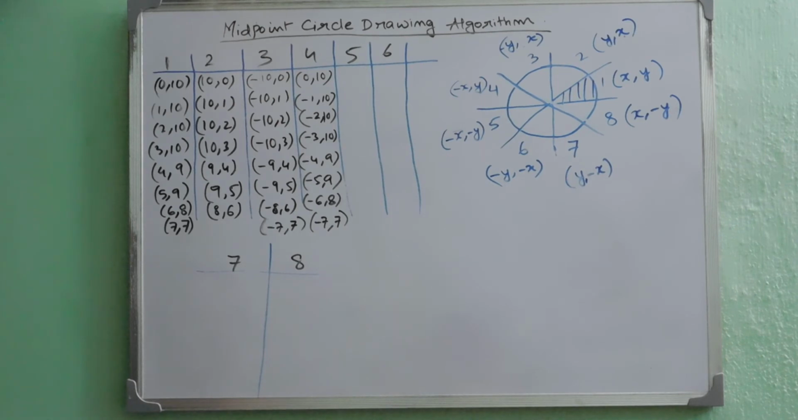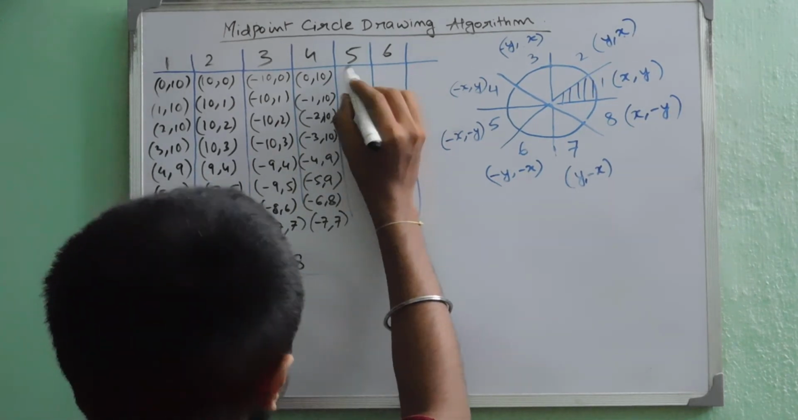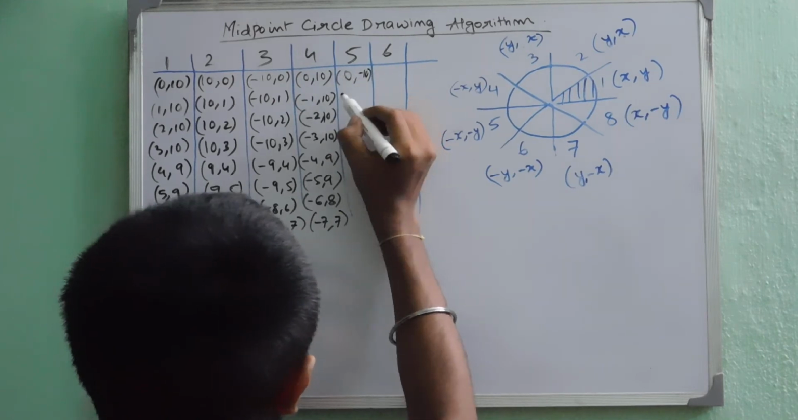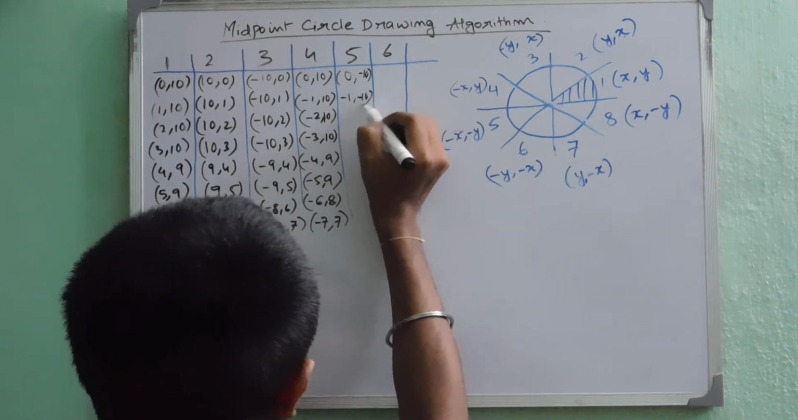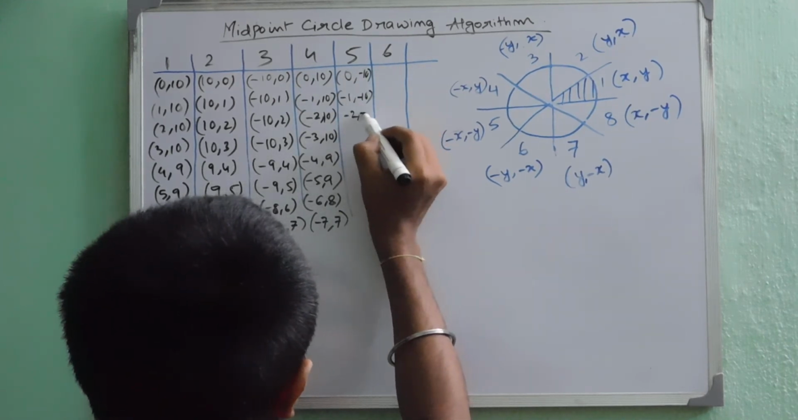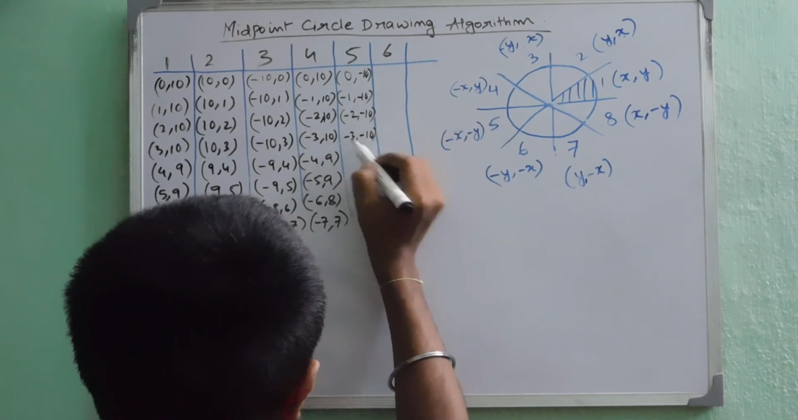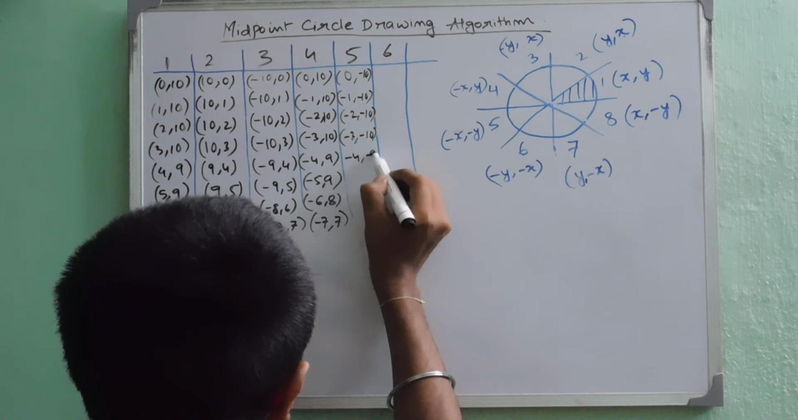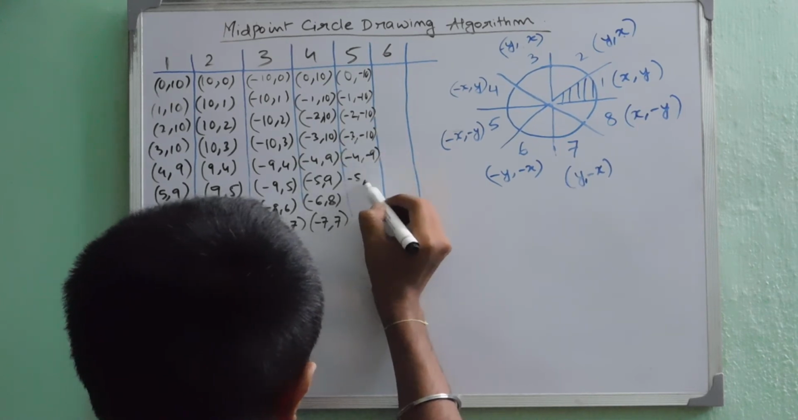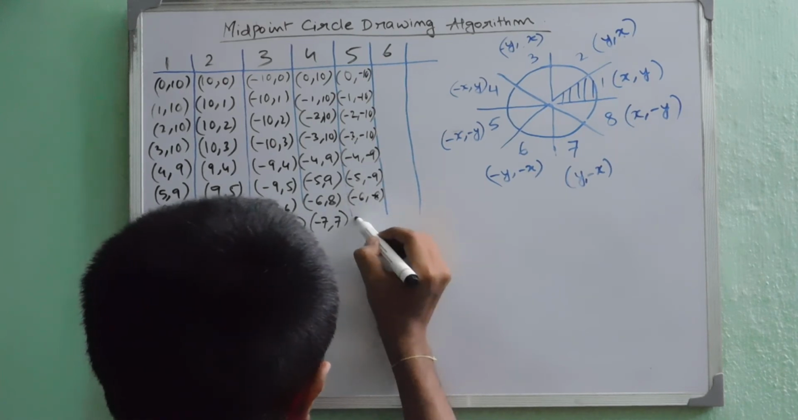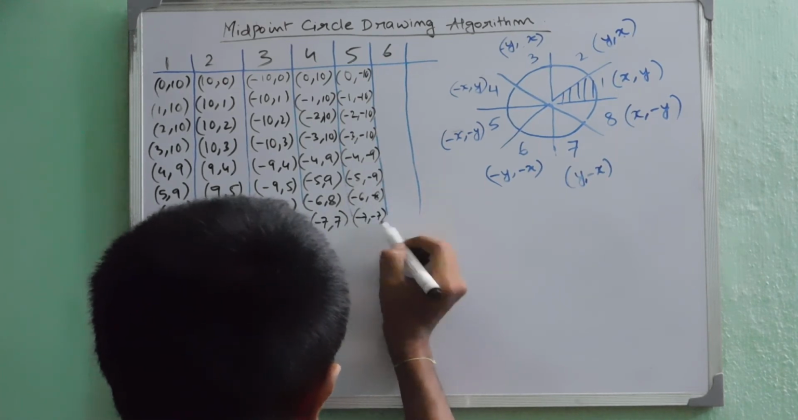For the fifth octant we will have 0, minus 10, minus 1, minus 10, minus 2, minus 10, minus 3, minus 10, minus 4, minus 9, minus 5, minus 9, minus 6, minus 8 and minus 7, minus 7.